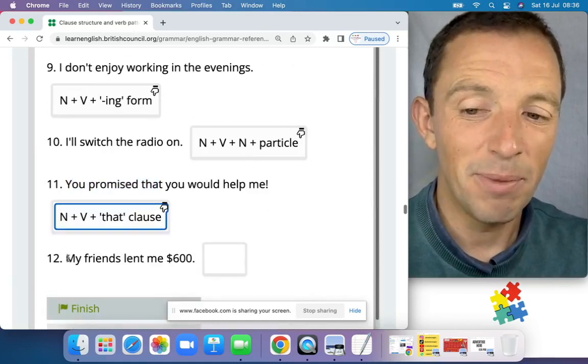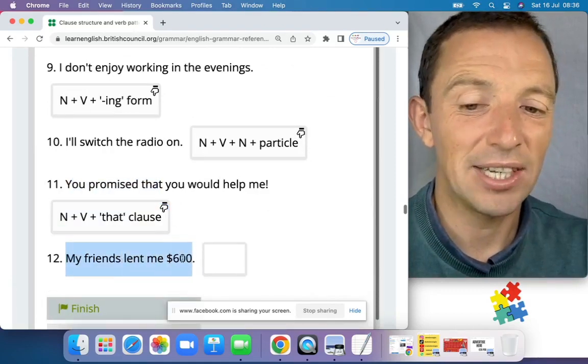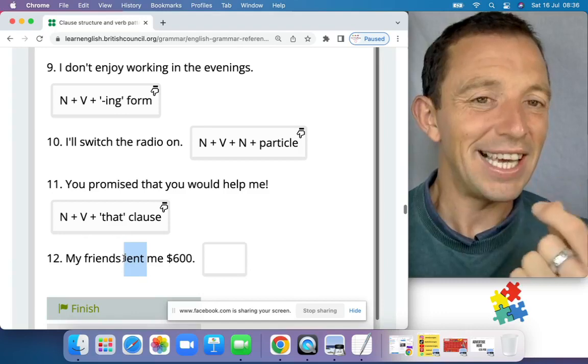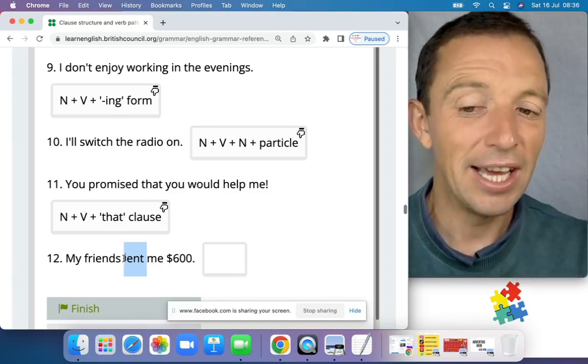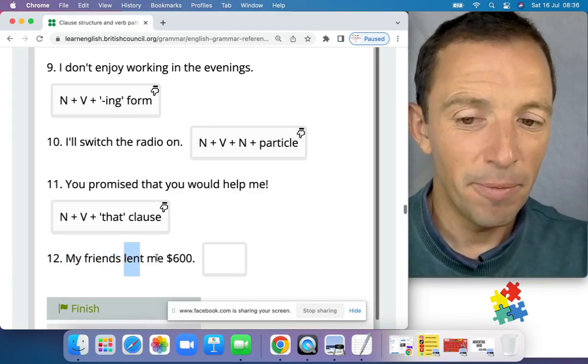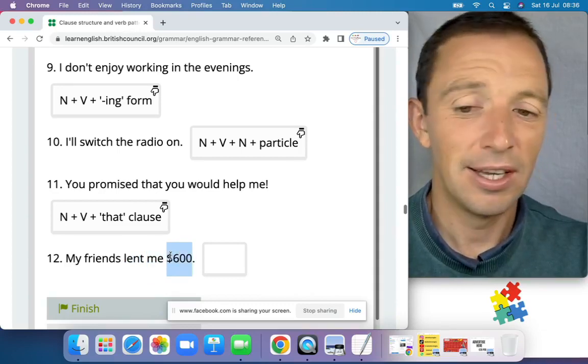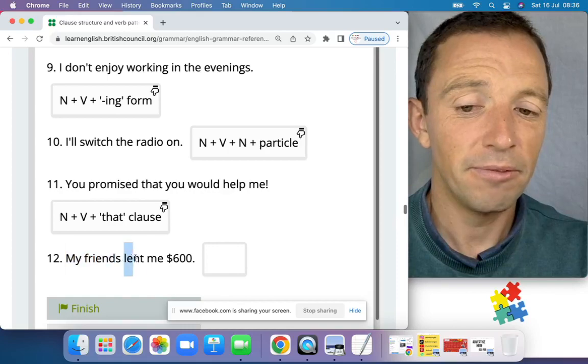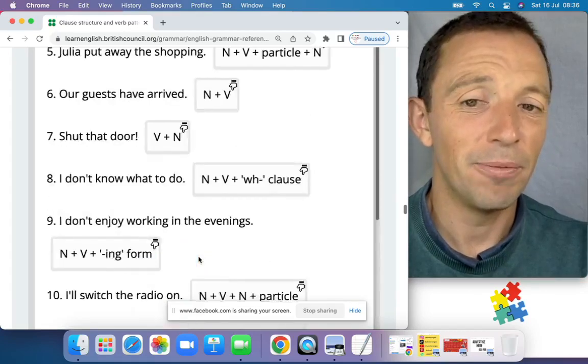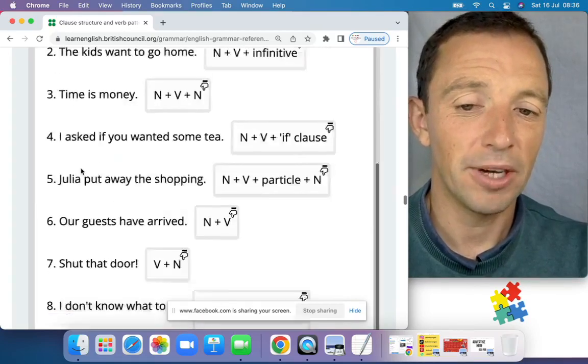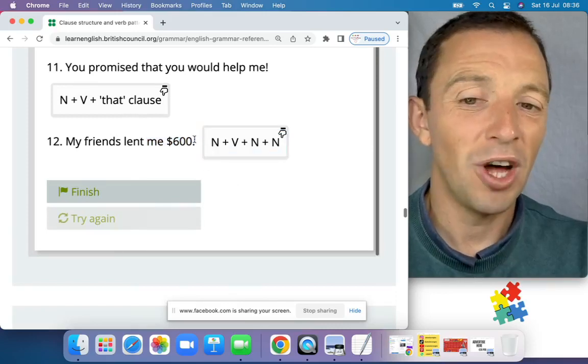And then finally, my friends lent me $600. The verb is to lend with the D, but the past is lent with the T. Subject, verb, object, object. Two objects. So that's noun, verb, noun, noun. Yeah, okay, very, very good. And that's a double object verb.